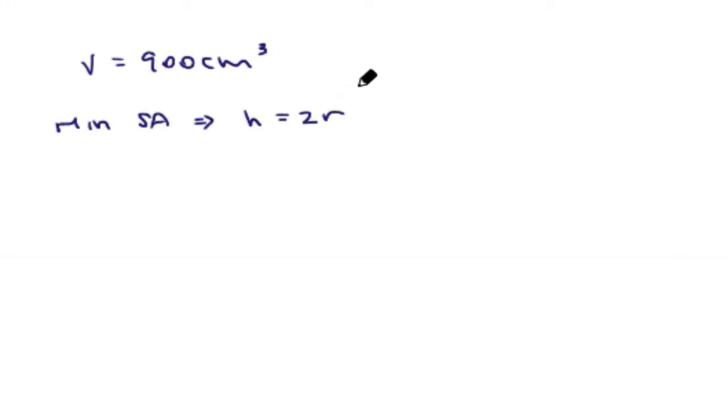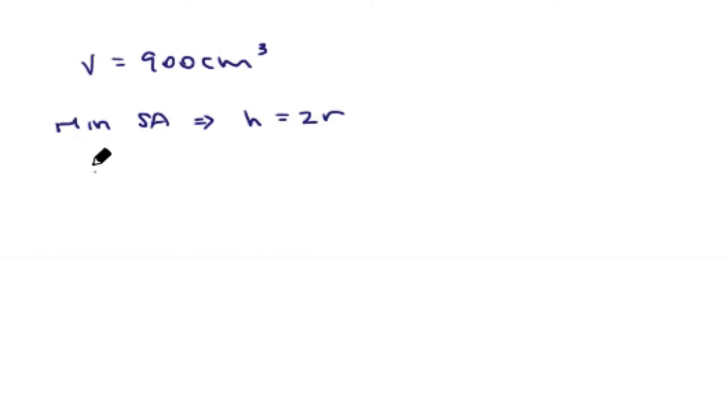Okay, so we have a cylindrical container with a volume of 900 centimeters cubed. And we want to find the dimensions to minimize the material to make it. So that's the minimum surface area. We know that for minimum surface area, the height must equal 2 times the radius.